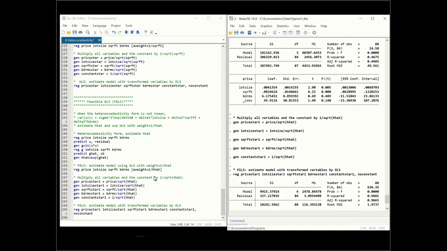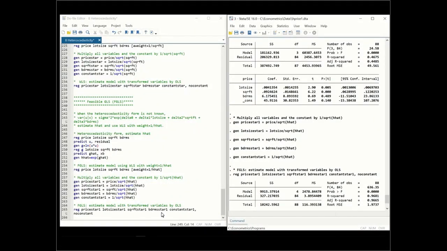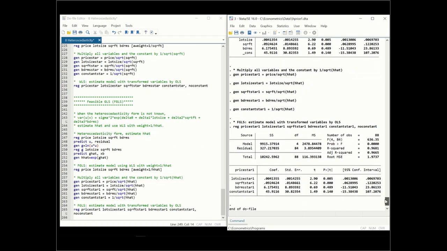Now we can do this the slow way, which is multiplying each variable by 1 divided by the square root of this h hat, including the constant. See, the constant also gets multiplied by this amount. Then we would do a regression of these transformed variables that I just calculated, right here, with no constant because there's already a constant that I transformed in this model. And these are the regression results that I have here. Again, we get identical coefficients and identical standard errors as before.